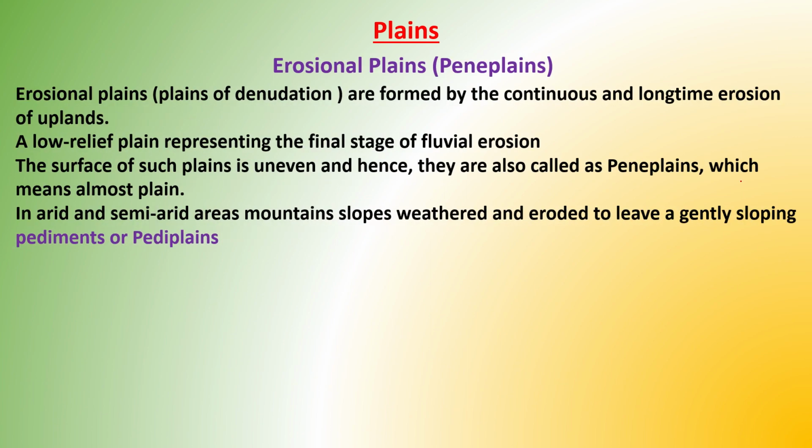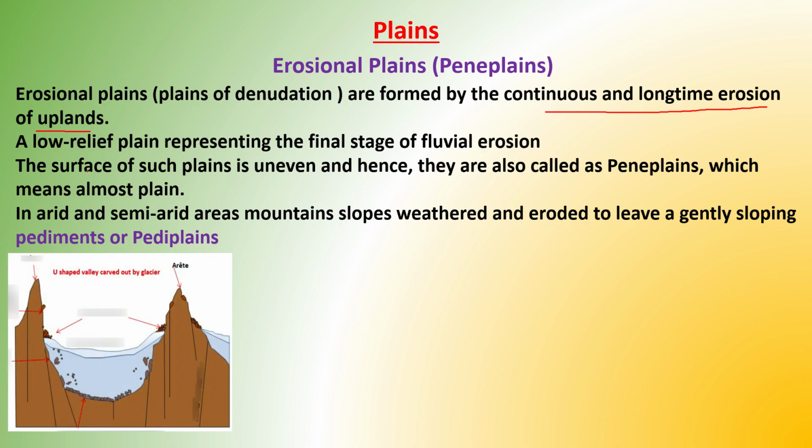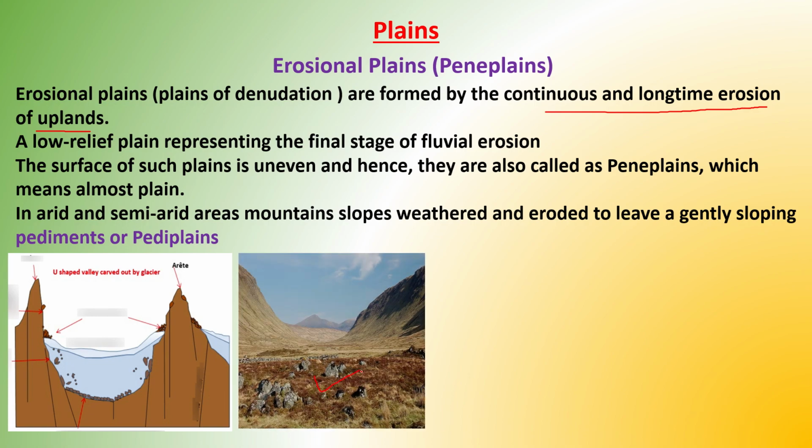Erosional plains. These are called peneplains. Erosional plains, that is the plains of denudation, are formed by the continuous and long time erosion of uplands. The eroded relief plain representing the final stage of fluvial erosion. The surface of such plains is uneven and hence they are also called peneplains, means almost plain.